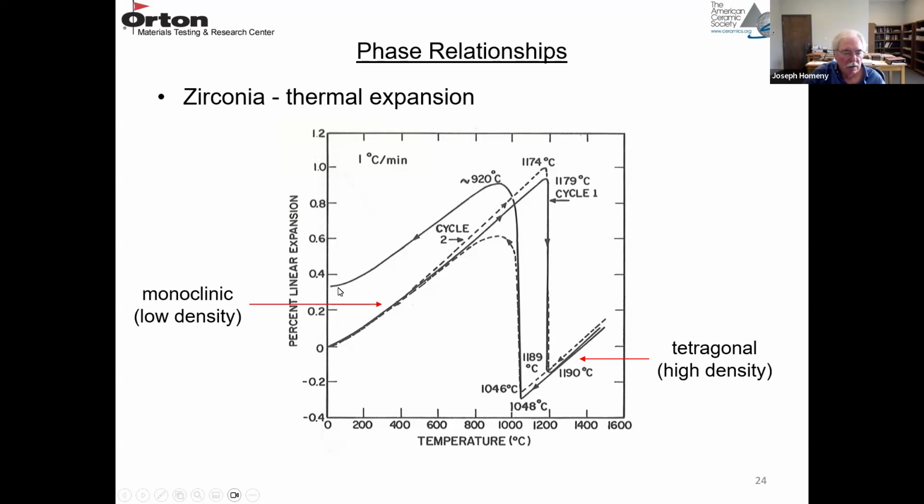And then when the transformation is complete, when you have all monoclinic, it follows normal thermal expansion behavior. But you see there's an offset here about 0.3%. That's because of all the microcracks that formed. The material is not going to close back. There's going to be open microcracks. So there's a permanent volume change, which shows up here. And the dotted line is cycle 2. It's basically the same as cycle 1, but because it's already severely microcracked, it tends to come back to its original size in the second cycle.